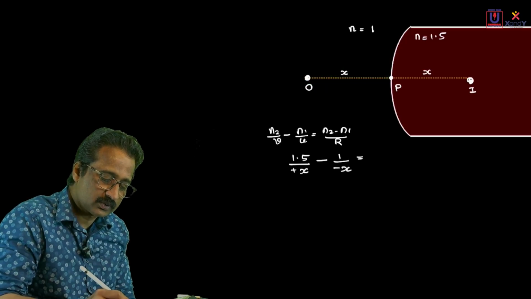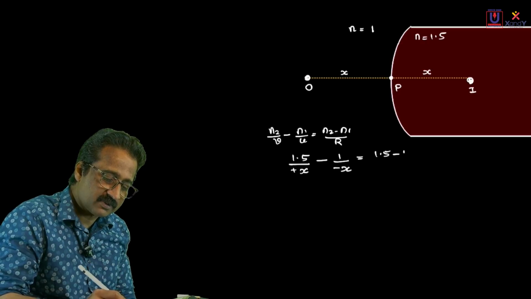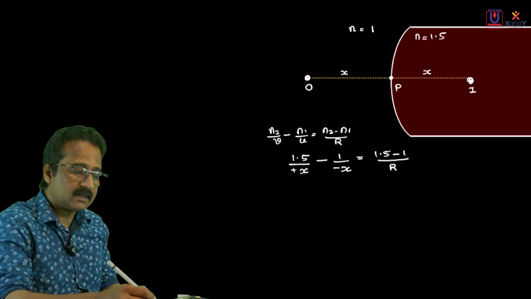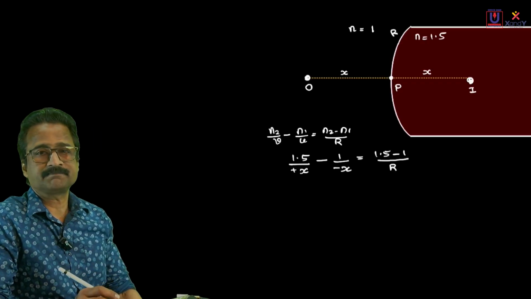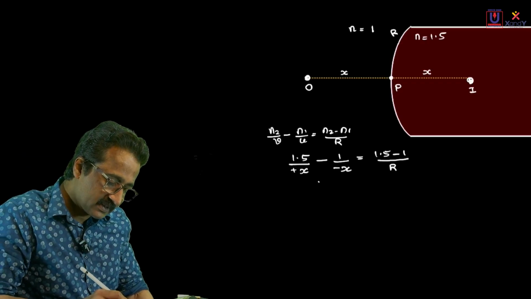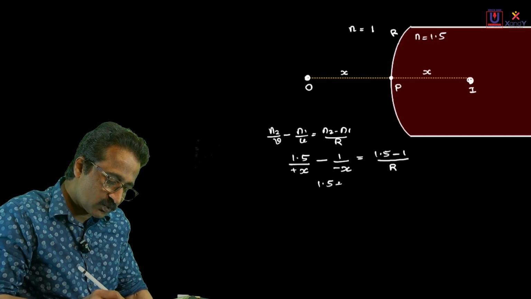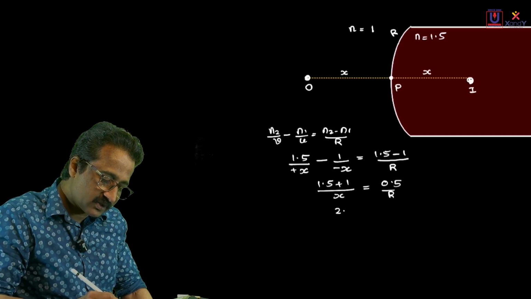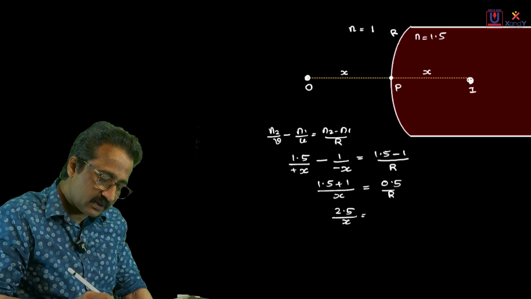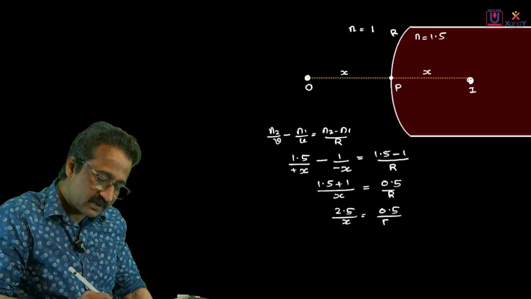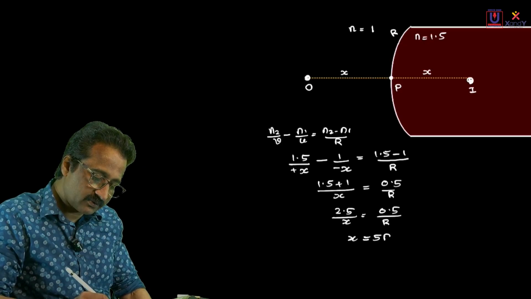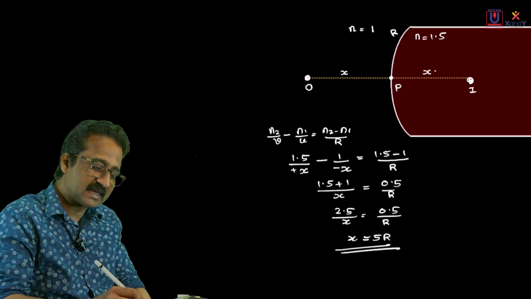So this is equal to n2 minus n1. Yes, 1.5 minus 1 divided by radius, capital R, and that R is to be determined. Okay, let's simplify. Simplifying this, I have 1.5 plus 1 divided by x equal to 0.5 divided by r, because 1.5 plus 1 is going to be 2.5 divided by x is equal to 0.5 divided by r. Yes, you will simplify this to get what? Yes, x is equal to 5r. So the distance x is equal to 5r.